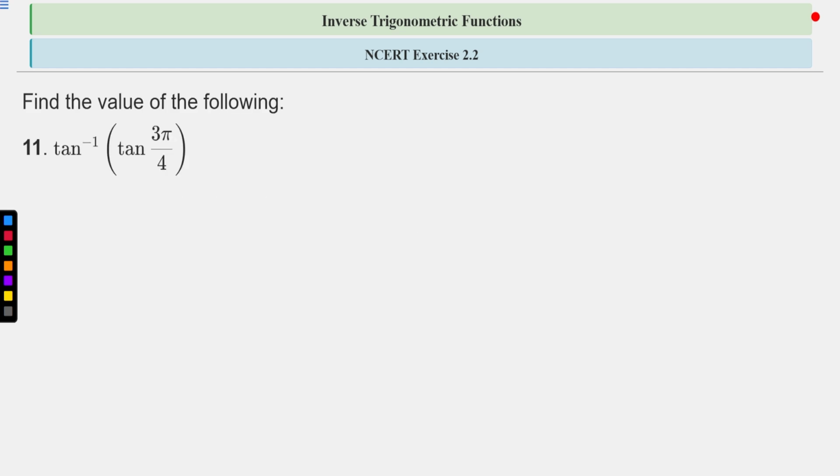Okay, so let's move to the next question. Our next question is we have to basically find the value of tan inverse tan 3 pi by 4, right? Again, you will try to apply the similar approach to get the answer. I am giving you again 10 seconds to solve or think about this question. After that, we will discuss the solution part, right?